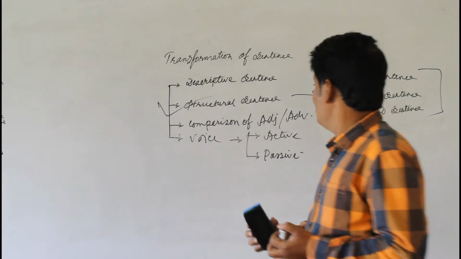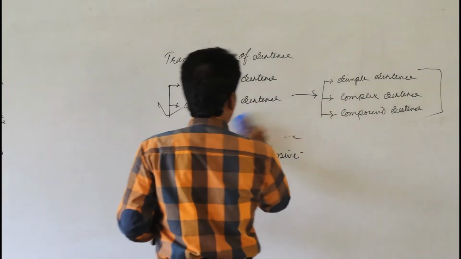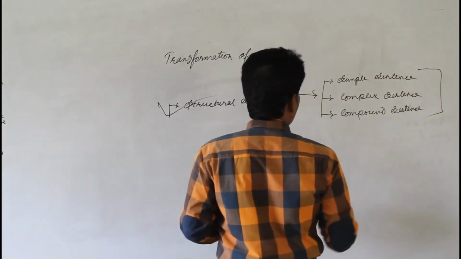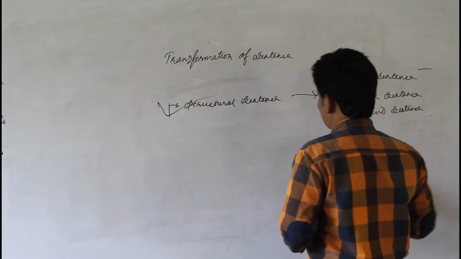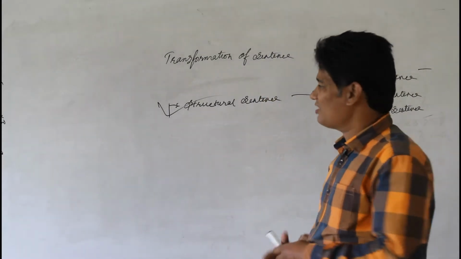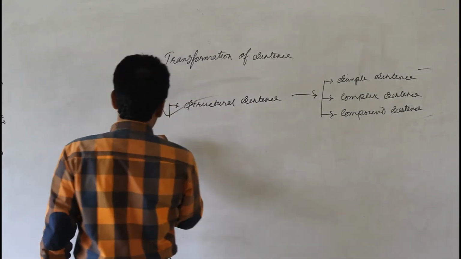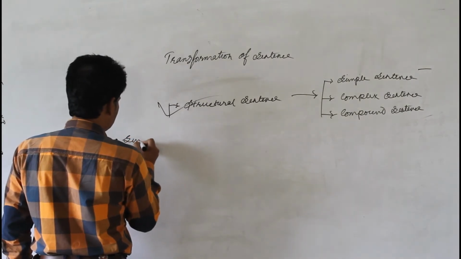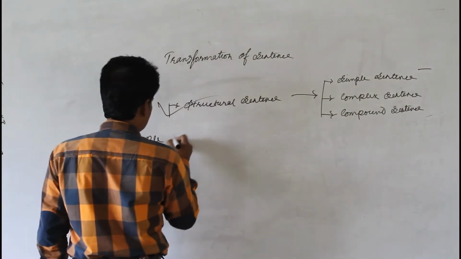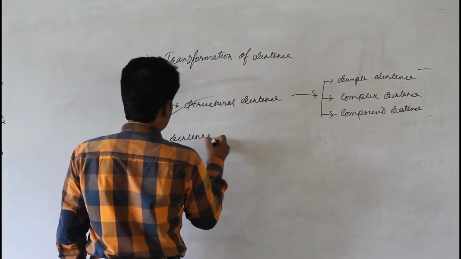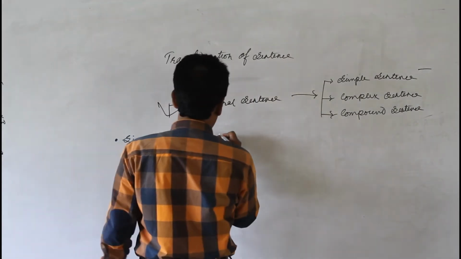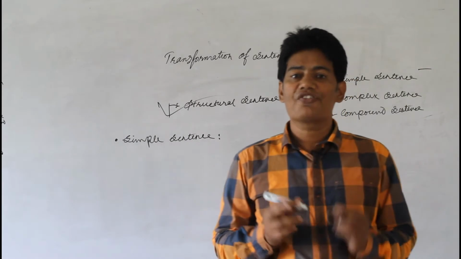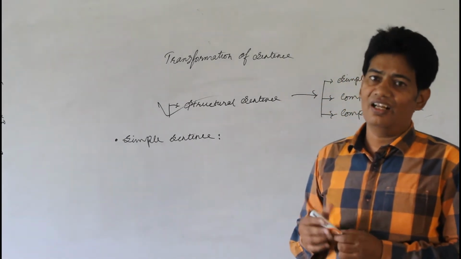Then let's continue our class on transformation of structural sentences like simple sentence, compound sentence, and complex sentence. Then certainly we have to know what is simple sentence. Then let's know about simple sentence. Simple sentence is such a sentence which takes only a single subject and a single finite verb.